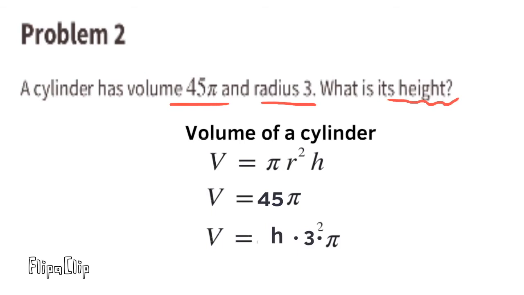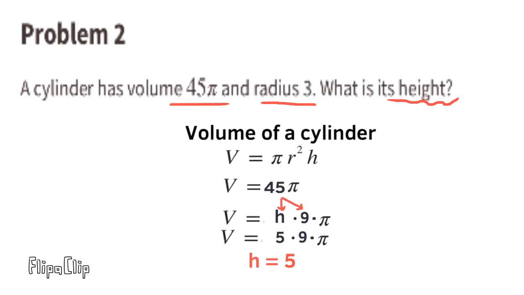The radius is 3, so 3 squared, or 3 times 3, is 9. What number times 9 equals 45? 5 times 9 equals 45. That means that the height of this cylinder is 5 units.